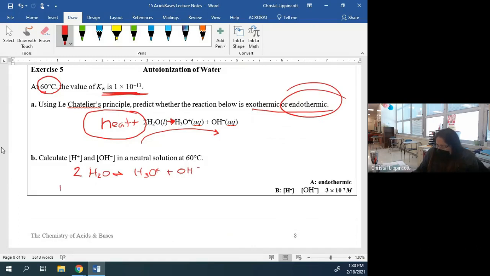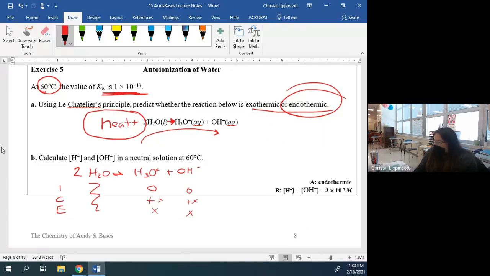My ICE table goes in here. I don't mess around with water. I'm not going to calculate that in, so I'm just getting rid of that side of my equation. Don't need to worry about it, kind of like we did when we did our KSP values. But over here, I need to work on this. So initially, I was at 0 here. I would add x to both of these, which means at equilibrium, each of these would equal x. Yes?